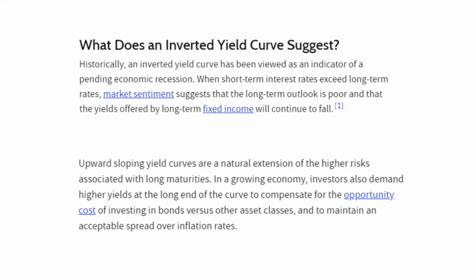And right now what we're seeing is the yield curve starting to uninvert. Now, an upward sloping yield curve, this means that the yield curve is uninverting. It's a natural extension of the higher risk associated with long maturity. So in a growing economy, investors also demand higher yields at the long end of the curve to compensate for the opportunity cost of investing in bonds versus other asset classes. So, you know, that's what we're seeing right now.